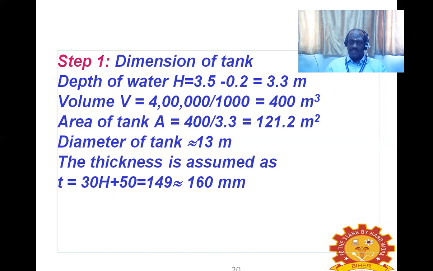Now, as we have already discussed in the design steps, the thickness of the wall can be arrived at using the empirical formula T is equal to 30 H plus 50, wherein we have to use H in meters. That is the condition for the empirical formula. If we substitute 3.5 meters for H, we will get 149. It can be approximated to a 160 mm thick wall.